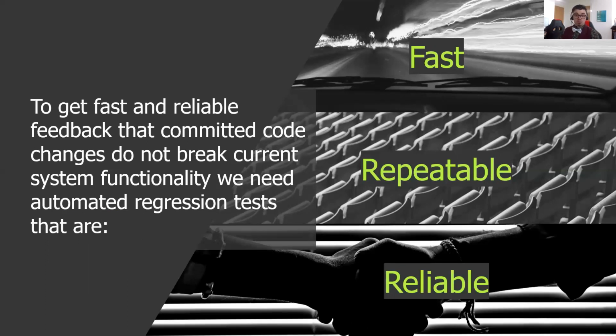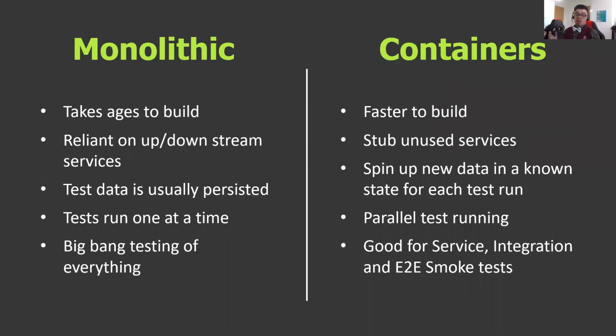Now, what that looks like is monolithic environments. So what I'm talking about is your regular huge test environments that take a long time to build. They tend to be reliant on up and downstream services that may or may not be in your remit to keep maintained. They have persisted test data, so test data needs to be cleared down or rebuilt each time, or isn't in a good position for us. Tests tend to be run one at a time because they mimic very realistic environments.